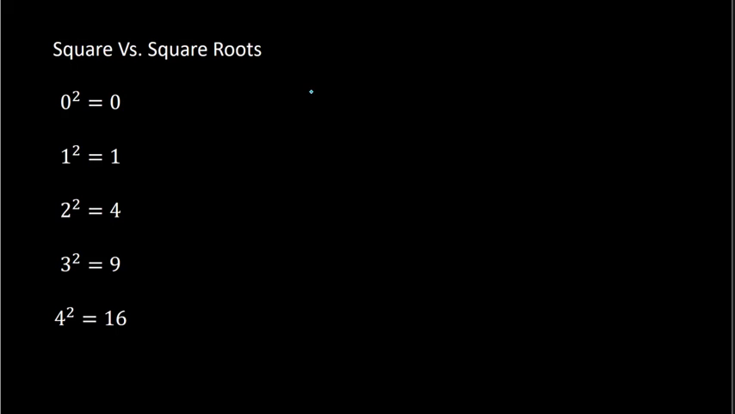So if I said the square root of 0, what we're asking is what number squared gives me 0? Well, look, 0 squared is 0, so my answer is 0. Now, what about the square root of 1? The square root of 1 means what number squared gives me 1? Well, look, 1 squared is 1, so the answer is 1.